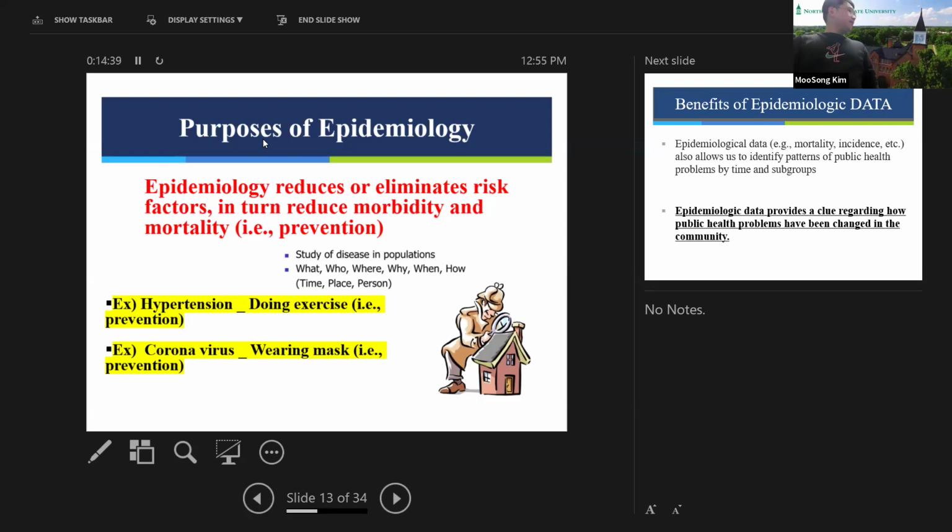the disease, right? So you understand what the purpose of epidemiology is, right? We try to identify the cause of disease and then try to eliminate this cause of disease. Eventually, we can prevent disease, right? That is the purpose of epidemiologists. Okay.